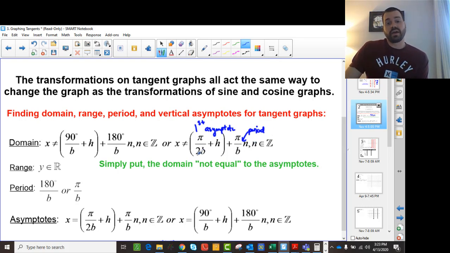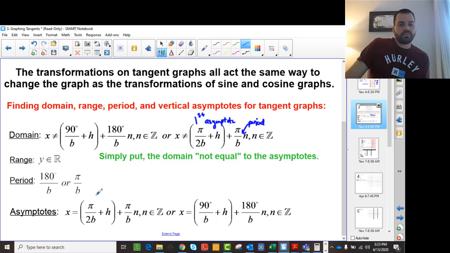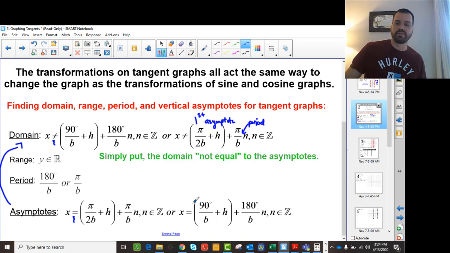This is how you actually find that, but it might be easier just to draw the graph and then find it. The period's just pi over b now instead of 2 pi over b, but it's still b. And then your asymptotes are going to be found using this. You might think, well, that's another overwhelming formula. But if you look at them closely, they're the same as this. The only thing we've changed is the not equal becomes equal, but it's exactly the same formula. So if you know the domain, you know the asymptotes because they're actually the same thing. The domain is x can't be those because they are asymptotes.